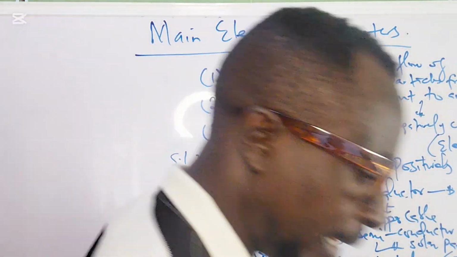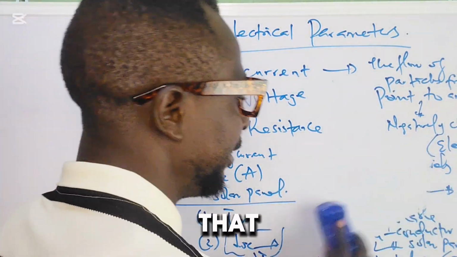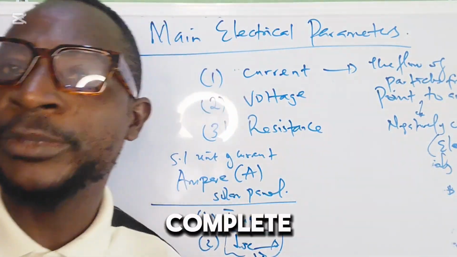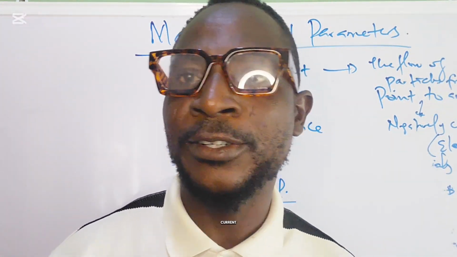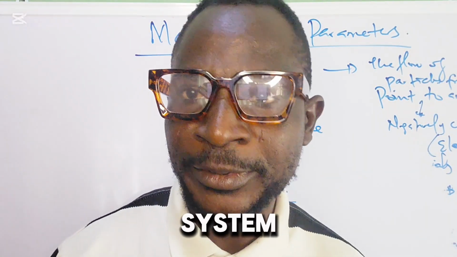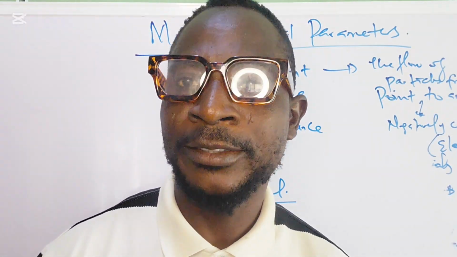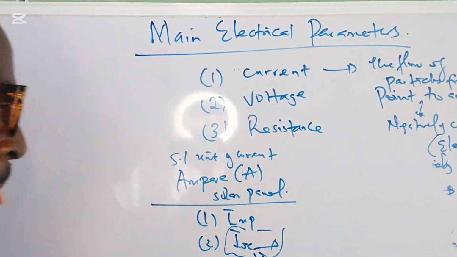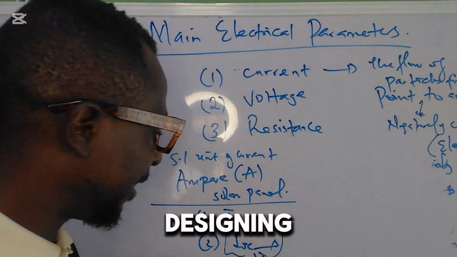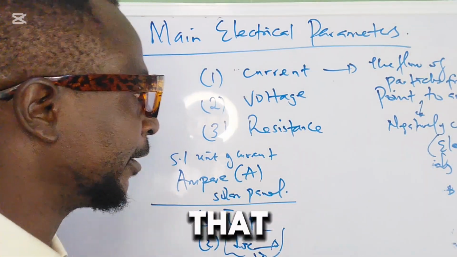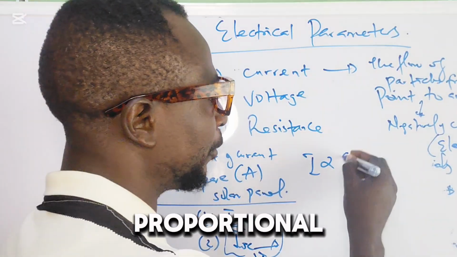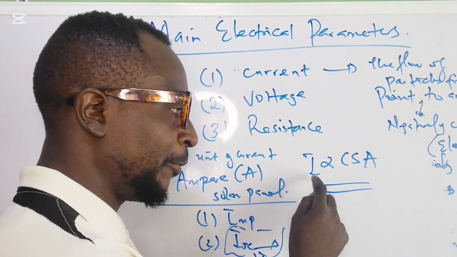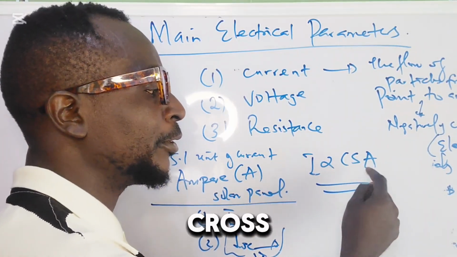And there's another point I need you to note. In your circuit, if I'm talking about a circuit, I mean a complete path through which your electric current flows. Like your solar system is a circuit, your house wiring. Any complete path through which current flows is called an electric circuit. If you are designing any system, you should take note that current is directly proportional to the cross-sectional area of your cable.